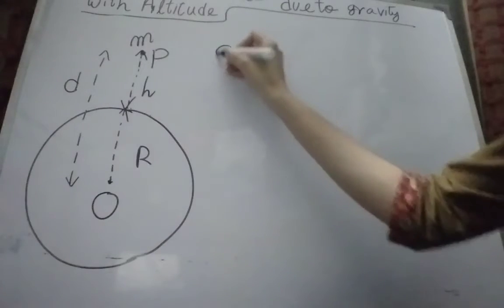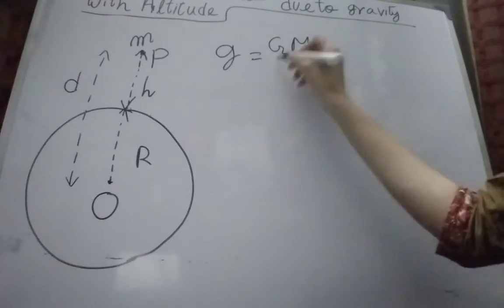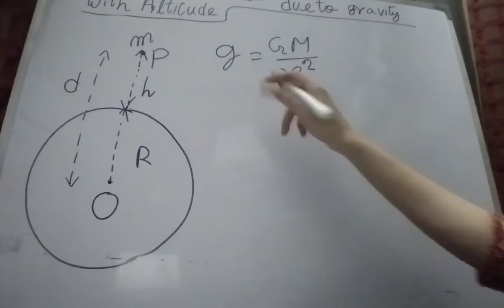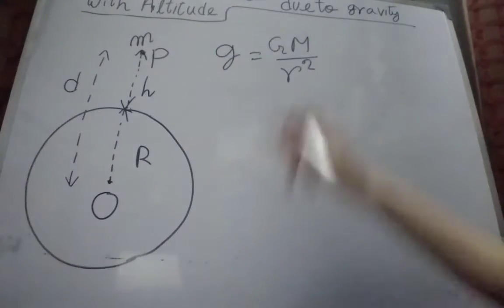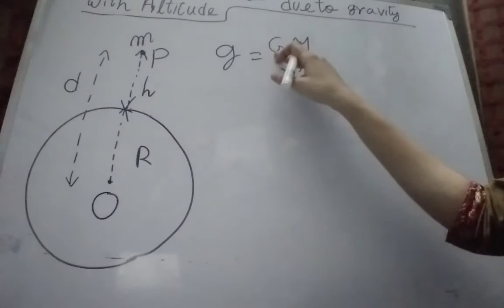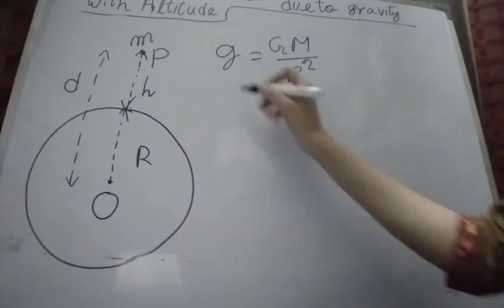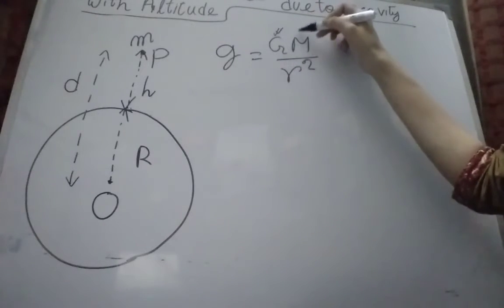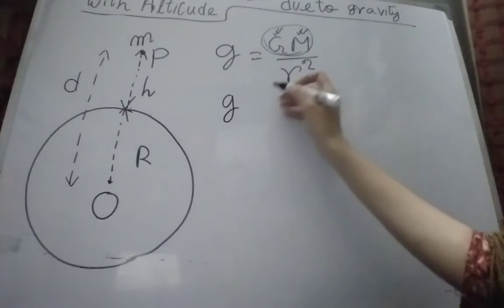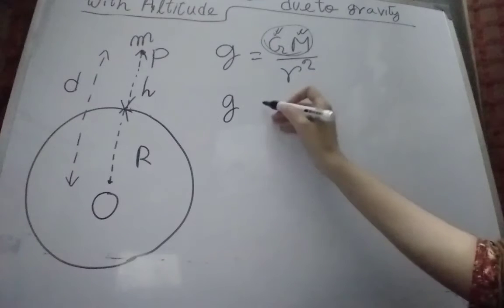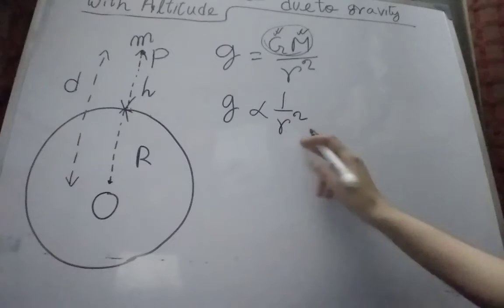Now we know the relation that g equals GM by R square. The gravitational acceleration small g equals capital G, the gravitational constant, times the mass of the earth, by R square, that is, distance square. Here G and M are constant terms. So g will depend on R square, and g is inversely proportional to R square. So we may write this.